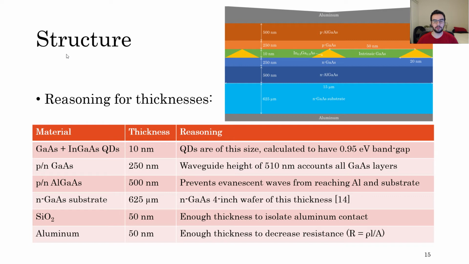P and N aluminum gallium arsenide are also 500 nanometers each, because we are trying to prevent the evanescent waves from reaching the aluminum at the top, because it would start absorbing them, and the substrate at the bottom, because it would draw some of the light from the waveguide. So we want 500 nanometers in between as cladding. The gallium arsenide substrate is 625 micrometers, because 4-inch wafers for gallium arsenide are typically this thickness, and silicon dioxide and aluminum will have 50 nanometers each for electrical reasons.